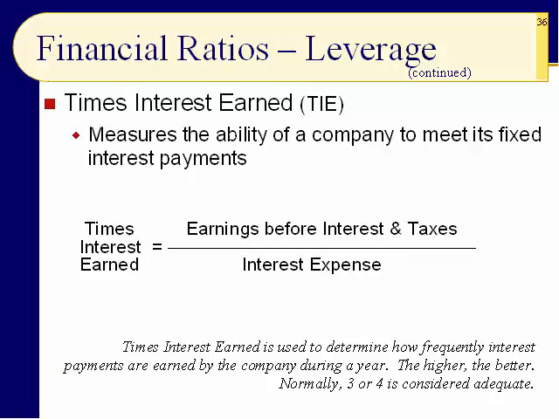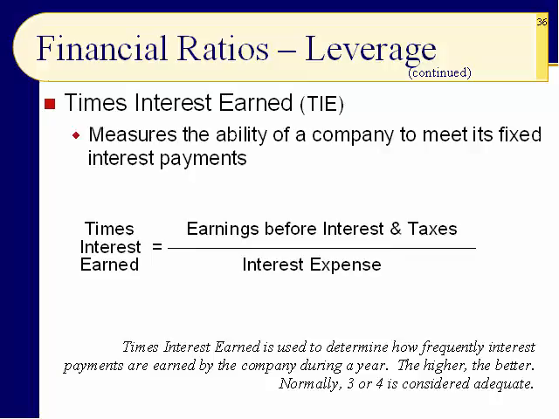Slide number 36. Now, here's the one I told you was Mr. Graham's favorite. When you read The Intelligent Investor, and then maybe eventually Security Analysis, you'll see that he really likes this one. Times interest earned. This measures the ability of a company to meet its fixed interest payments. In other words, how many times per year do you earn the interest that you have to pay? You take the earnings before interest and taxes, and you divide that by the interest expense.